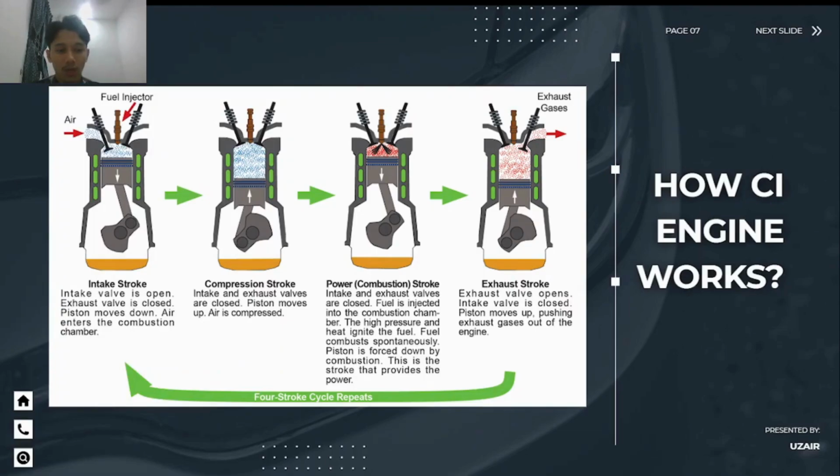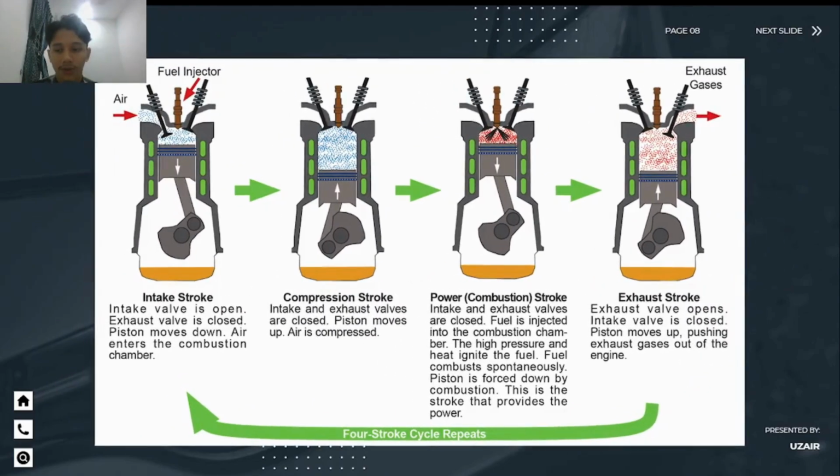Now let's take a look at how CI engine works. For the first stroke, intake stroke, the intake valve is open while the exhaust valve is closed. Then the piston will move from TDC to BDC while sucking air into the combustion chamber. Instead of a fuel-air mixture like an SI engine, CI engine will suck in only air.